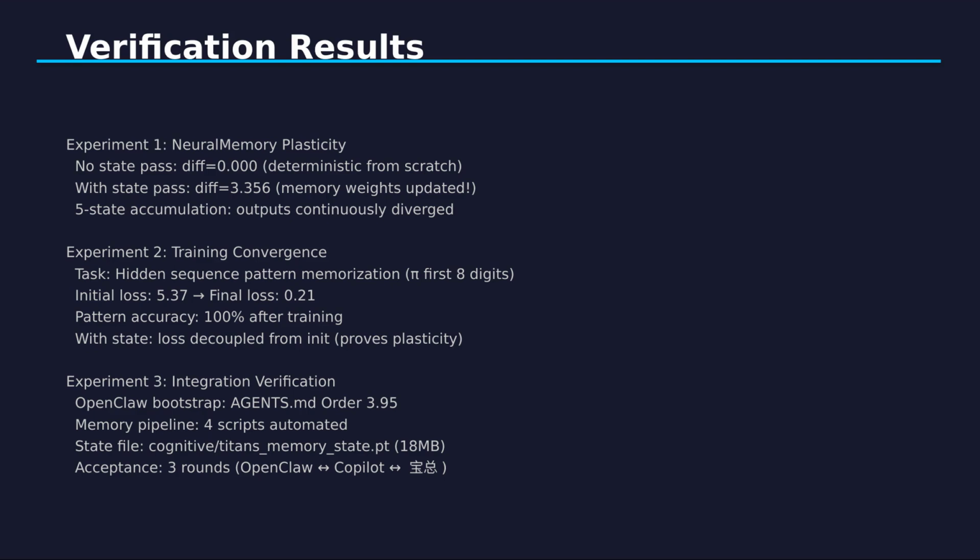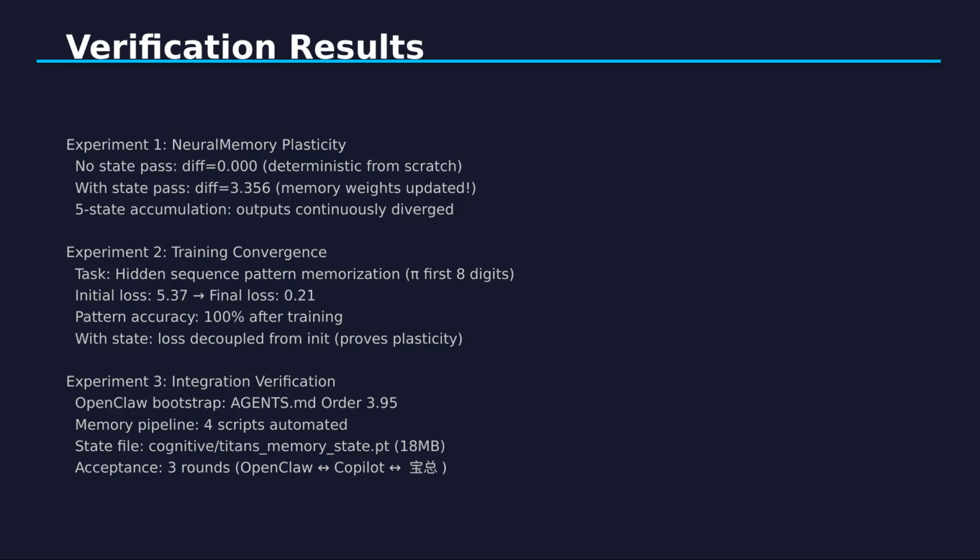Experiment 2 tested training convergence on a hidden sequence pattern memorization task, learning the first 8 digits of pi. Initial loss was 5.37, final loss 0.21. Pattern accuracy reached 100% after training.